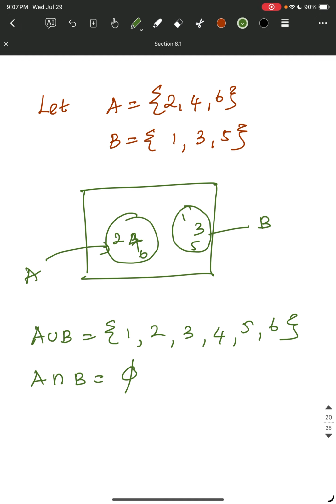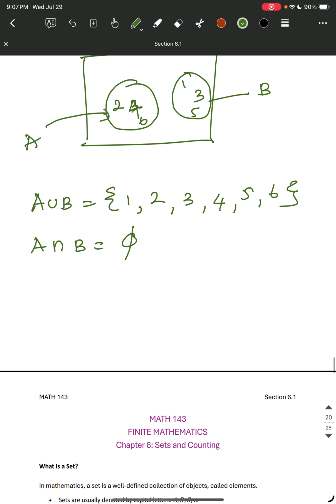Right? So A intersection B is empty. Next, move forward. Now we know the union of the set, intersection of the set, the complement. Let's go for the third one, complement. The complement contains everything not in the set.